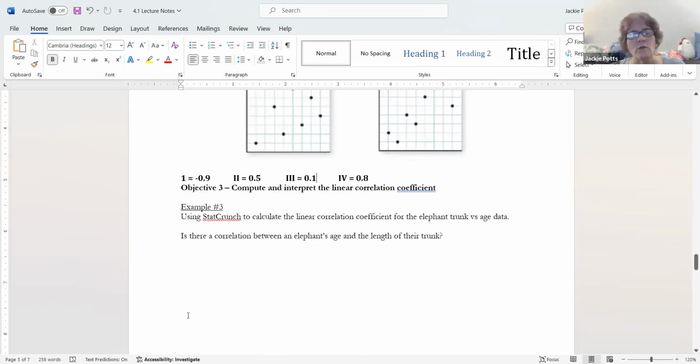So, how do we calculate a linear correlation coefficient? This is the reason why I'm using the elephant age. I want to see, is there a correlation between an elephant's age and the trunk? In other words, I want to see if the older the elephant, does it predict the length of the trunk? You've got to watch how you put these in. Well, I'm going to go over to StatCrunch. And I'm making sure that when I make the jump, it goes with me.